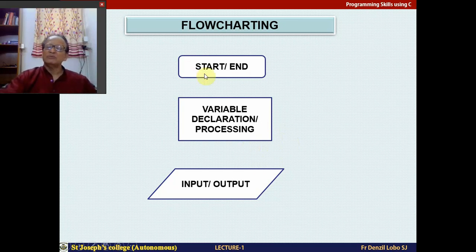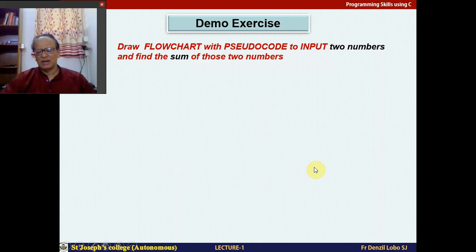And we start always with this symbol, the start and end symbol. We start every flowchart with this symbol, and it ends also with that symbol. Here you have a rectangle, which is used for declaration of variables and for the processing of some equations, etc. And this symbol is used for input and output statements, and the statement will come inside this. So at the moment we will deal with only three flowcharting symbols and use them in our study of programming. So we'll have a demo exercise.